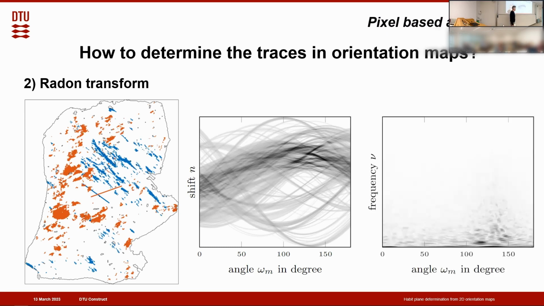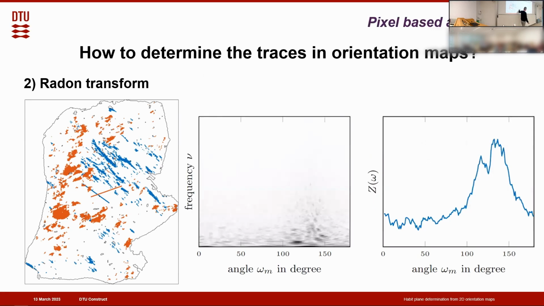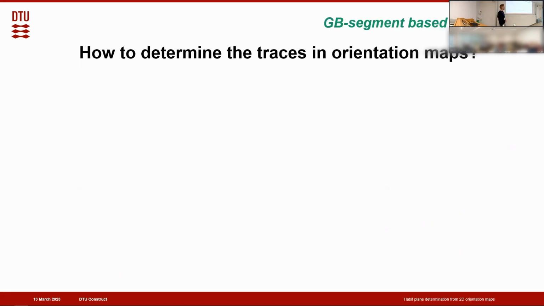To process this further, we can then take the FFT along the shift. So in 1D, and then basically we get some, it's not so visible maybe for you, but we get some higher frequencies around here, in which if we sum up the frequencies, we actually get a peak here, which is associated with the direction of the lath. And this way we can also determine the trace using the Radon transform.